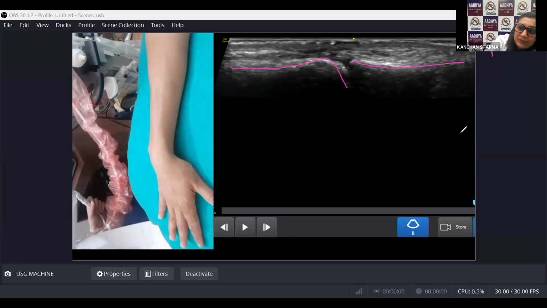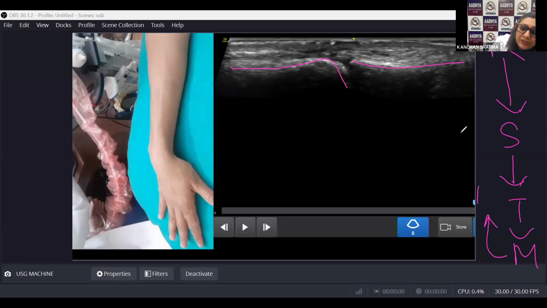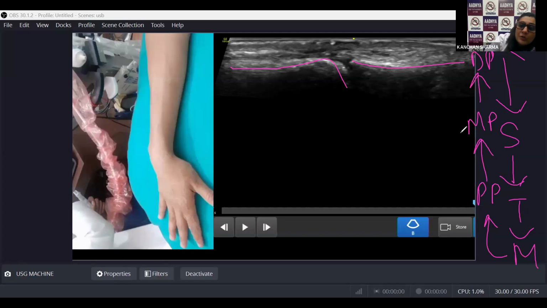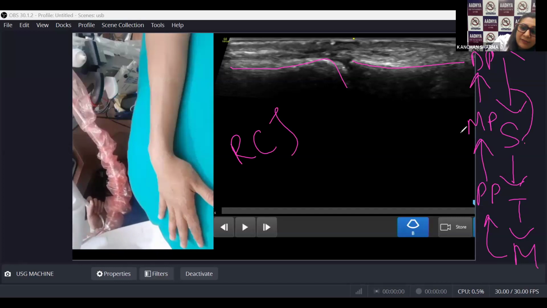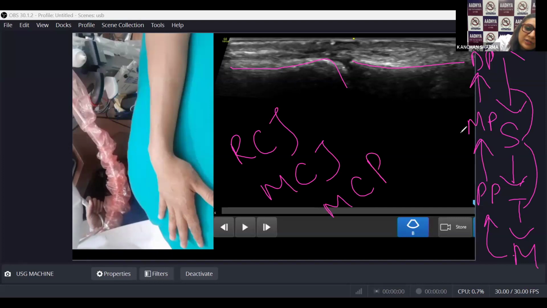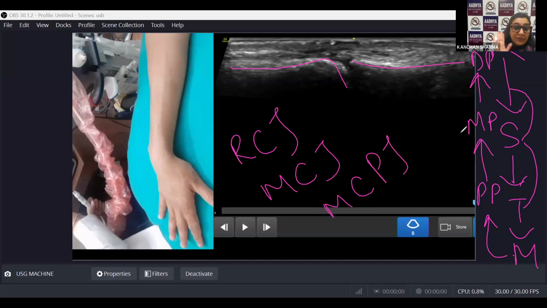So we have moved now. Initially, what did we do? It was the radius. Then we came to the scaphoid. Then we saw the trapezium. Then the metacarpal. Now from the metacarpal, we are going towards the proximal phalanx. Then we are going to have our middle phalanx. And then we are going to have our distal phalanx, right? So between the radius and the scaphoid, it was the radiocarpal joint. Scaphoid and the trapezium, it was the mid-carpal joint. Between the metacarpal and the proximal phalanx, metacarpophalangeal joint. Okay. So this much we have seen.